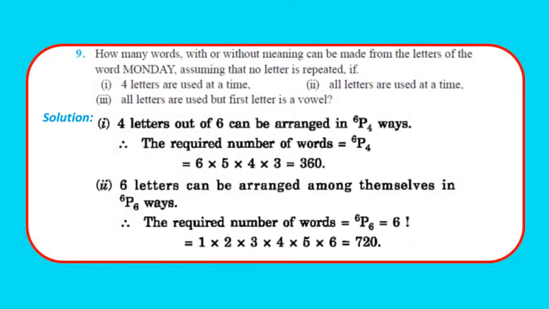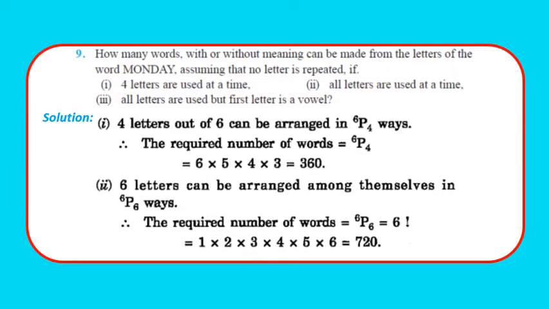So moving to question 9. How many words with or without meaning can be made from the letters of the word MONDAY, assuming that no letter is repeated? And there are 3 cases. First is 4 letters are used at a time, second is all letters are used at a time, and third is all letters are used but the first letter is a vowel. So coming to the first one, 4 letters are used at a time. Now 4 out of 6 can be arranged in 6P4, and 6P4 equals what? 6 into 5 into 4 into 3, that is 360.